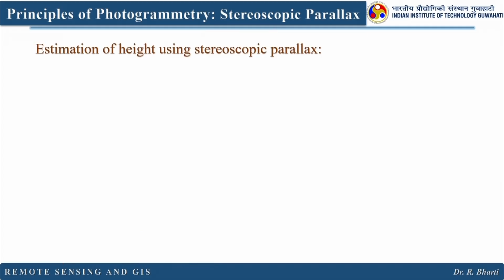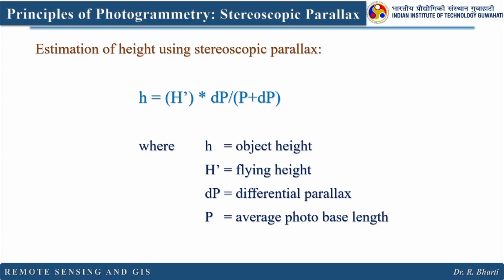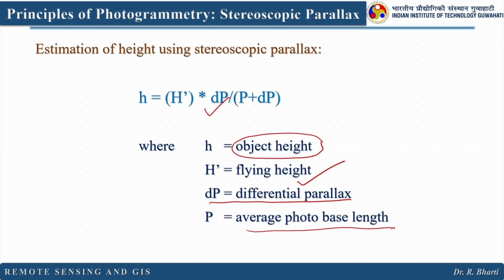So, how do we use this stereoscopic parallax in height estimation? Once you have all this information, you can calculate the height of the object. Here in this equation, h is the object height which we want to calculate, h dash is the flying height, which is known, then the differential parallax you can calculate using the previous method, and P is the average photo base length. So, this equation can be used to estimate the object height when you have the stereoscopic parallax.